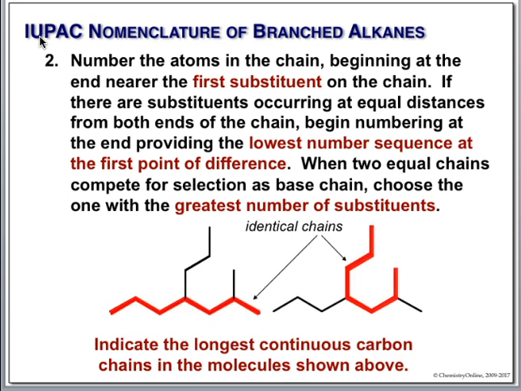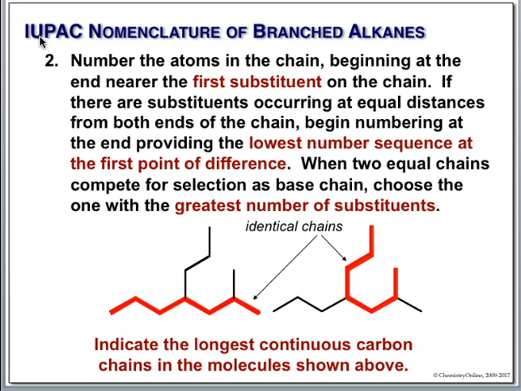We have 1, 2, 3, 4, 5, 6, 7, and 1, 2, 3, 4, 5, 6, 7. Now look at these two. Those are identical, aren't they? They're both 7 carbons, so they're both heptane. Here in carbon 2, we have a methyl group. Carbon 2, we have a methyl. Carbon 3, 4, we have a 3 carbon, that's a propyl. 1, 2, 3, 4, that's a propyl. So they're identical, aren't they?